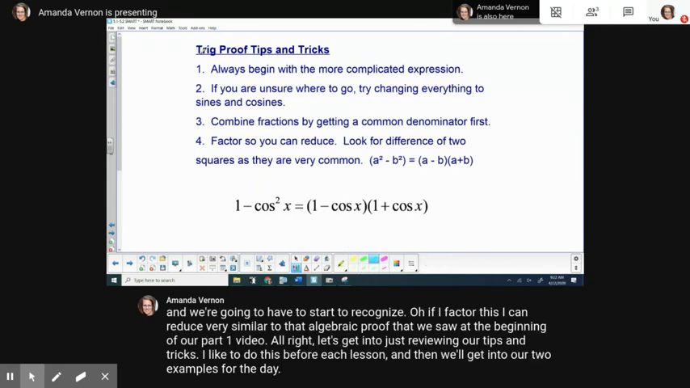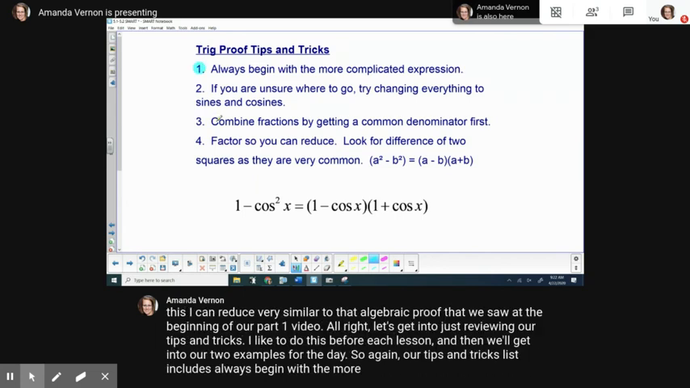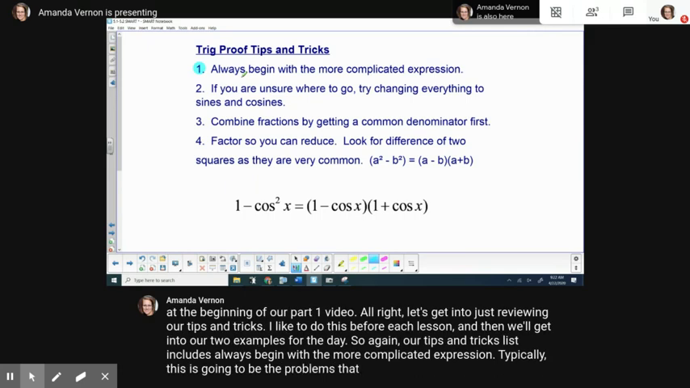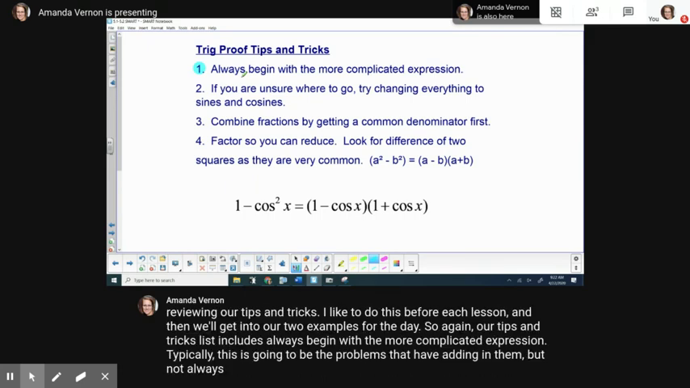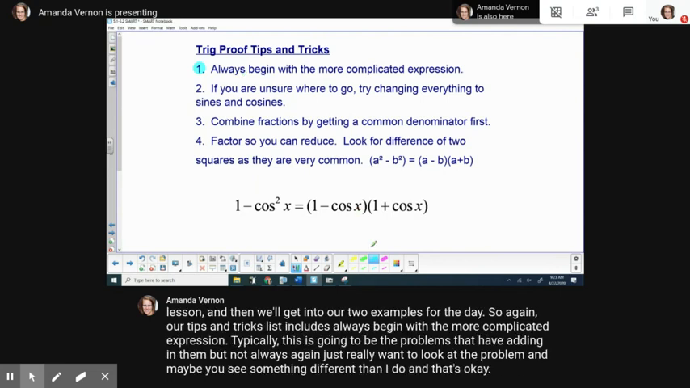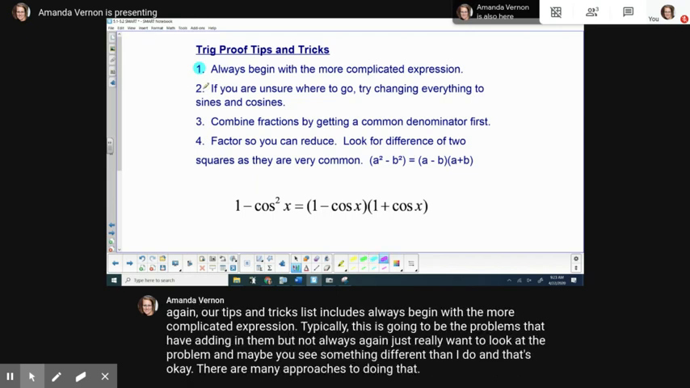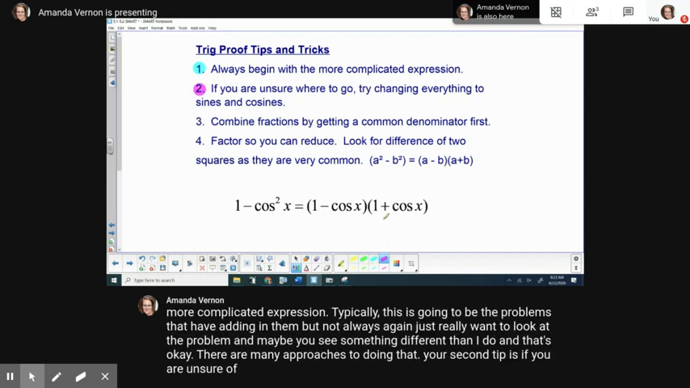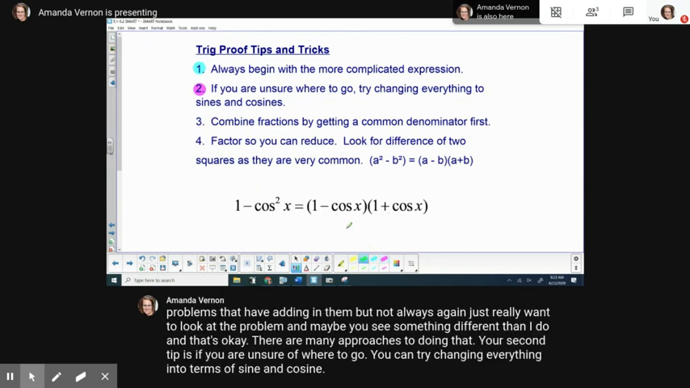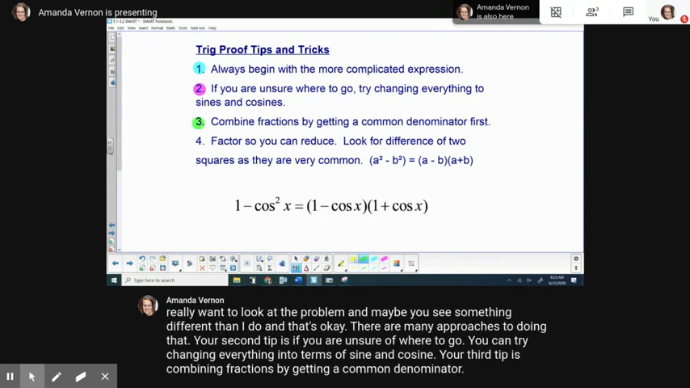So again, our tips and tricks list includes always begin with the more complicated expression. Typically, this is going to be the problems that have adding in them, but not always. Again, you just really want to look at the problem, and maybe you see something different than I do, and that's okay. There are many approaches to doing this. Your second tip is if you are unsure of where to go, you can try changing everything into terms of sine and cosine. Your third tip is combining fractions by getting a common denominator first. Again, that only applies when you're adding or subtracting fractions.